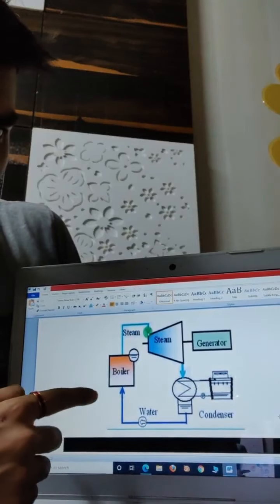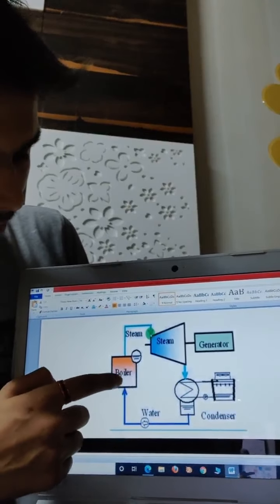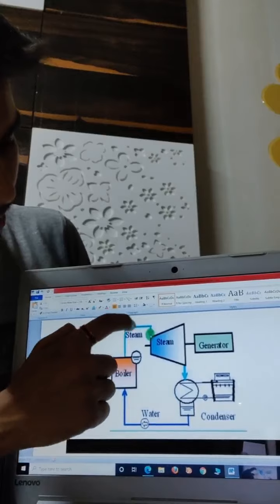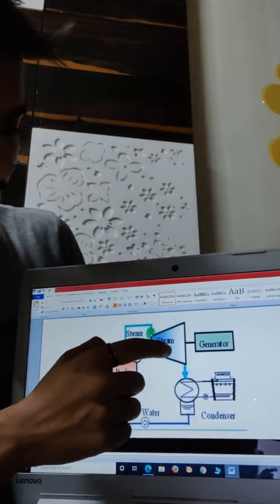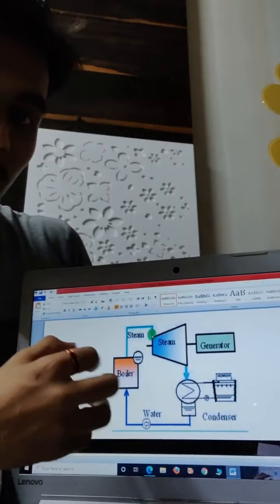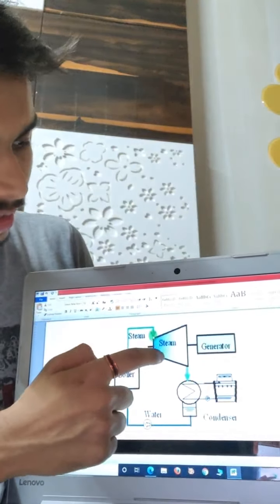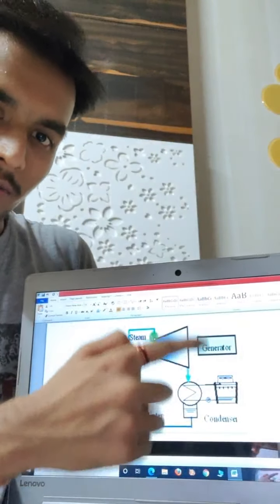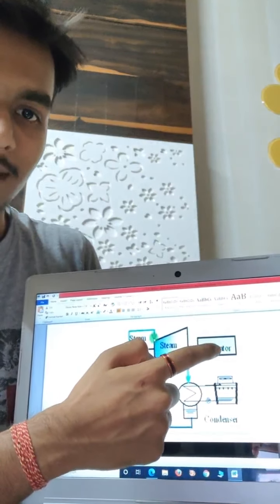So this is the basic diagram. As you can see here, this is the boiler from where the steam is being generated and which contains the potential energy. Then the steam passes through the nozzle, and it generates a high pressure which is then passed to the turbine blade, which rotates the blade, and then this is passed to the generator which finally generates the electricity.